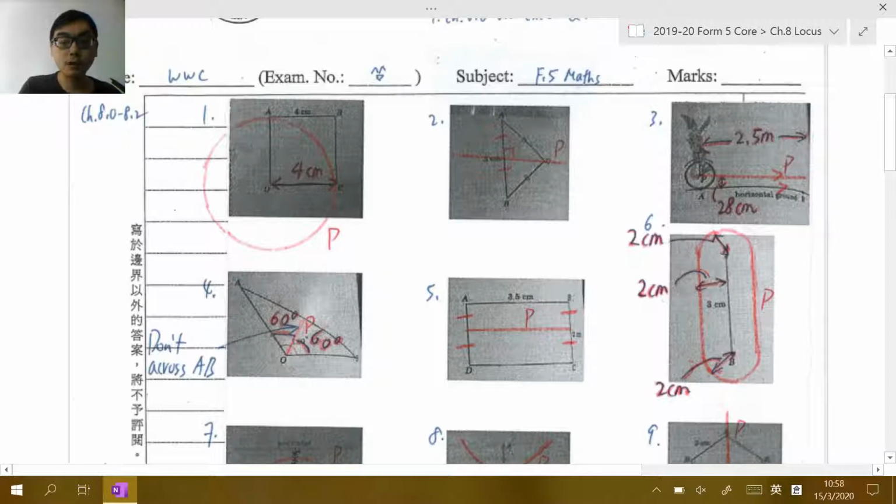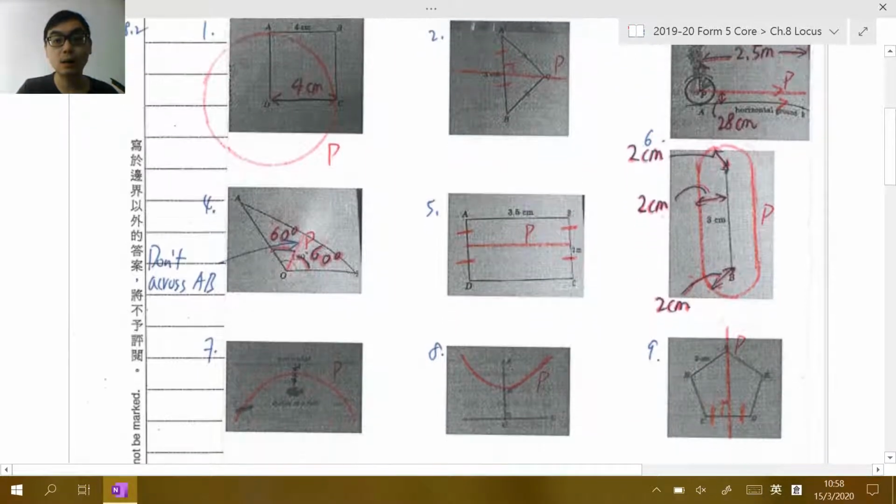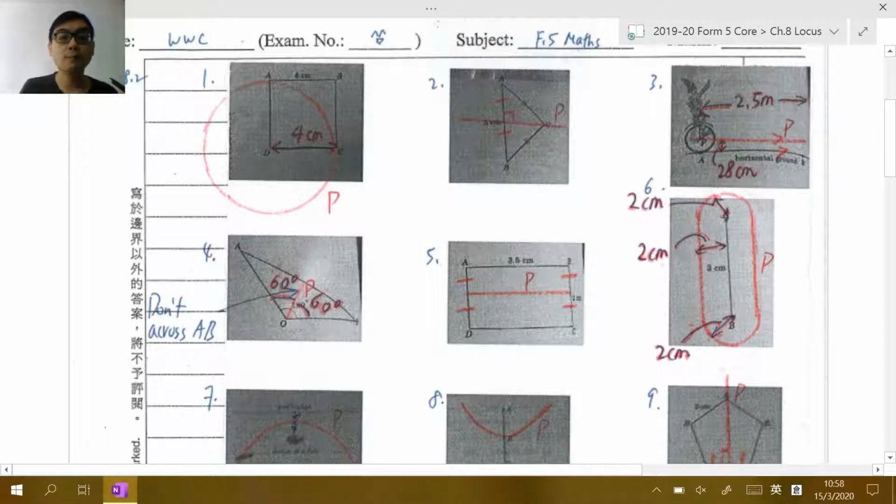Some of the answers are not drawn to scale because of the limitation of my paper. But the most important thing is that no matter how you draw the locus, first of all we write the P next to the locus. When we talk about the locus of point P, it means you are using a path or a line to represent where point P can be. So usually we write a P next to the locus to say that P can be any point on that locus.